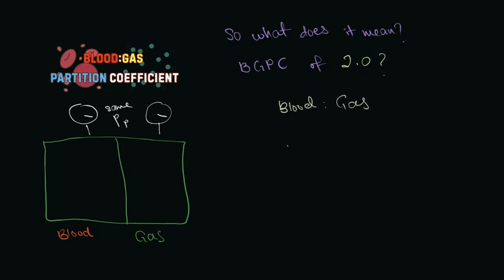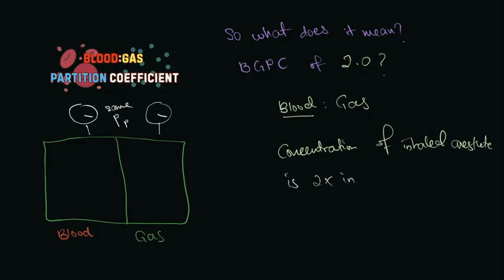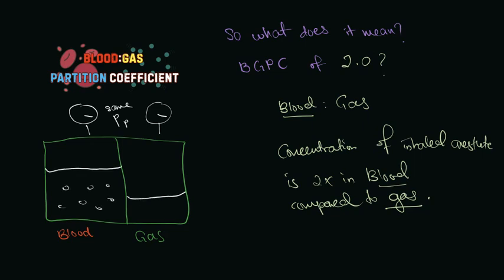Working out our problem the same way, we have the blood to gas ratio, where the concentration of inhaled anesthetic in the blood is 2 times that compared to gas. Visually, you will see that the concentration will be 2 times more in blood compared to gas. And this is at steady state where both of these have the same partial pressure.